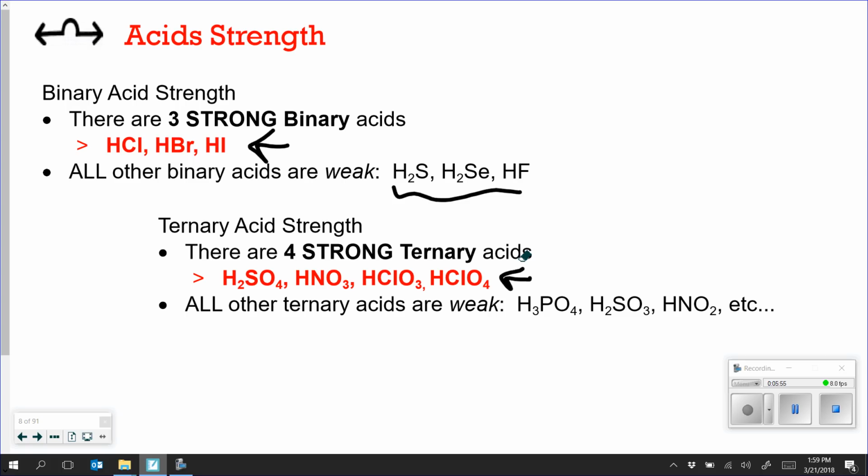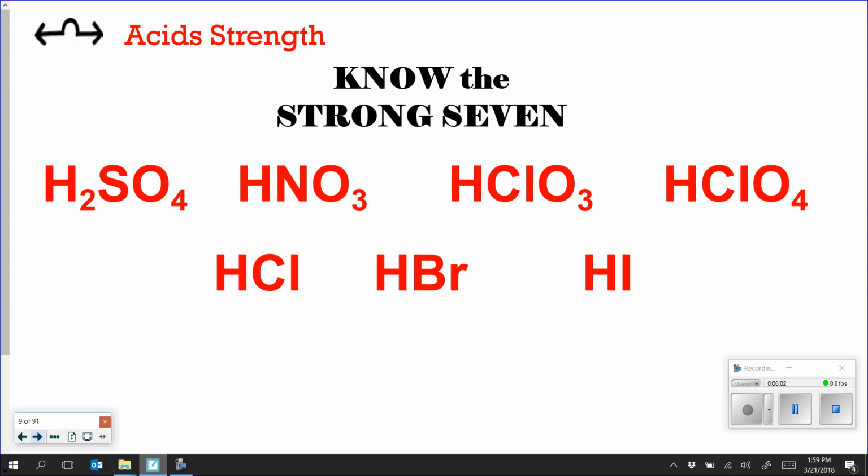So the easiest way to memorize acids and which ones are strong and which ones are weak is to memorize the strong ones because it's a smaller list. And it's going to be these 7. So make sure you know your strong 7 acids. So if you see them, you recognize them as an acid that's going to completely ionize in water.